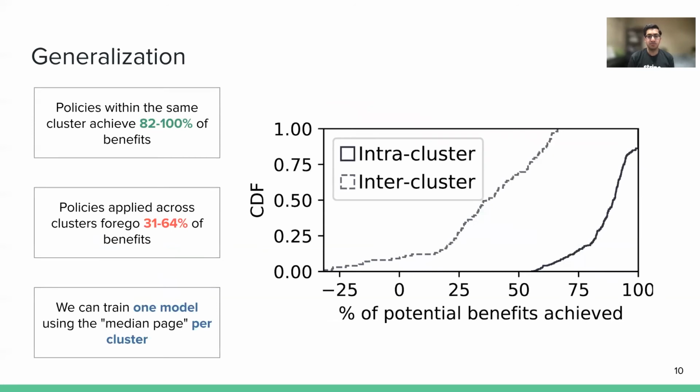When an optimum policy for one page is transposed to another page in the same cluster, it achieves 82 to 100% of the benefits of the page-specific optimal policy. Whereas when policies are applied to pages in other clusters, they perform much more poorly. The ultimate takeaway is we can group pages to train a single model per cluster without losing much in terms of push preload benefits, while drastically reducing server-side training costs.